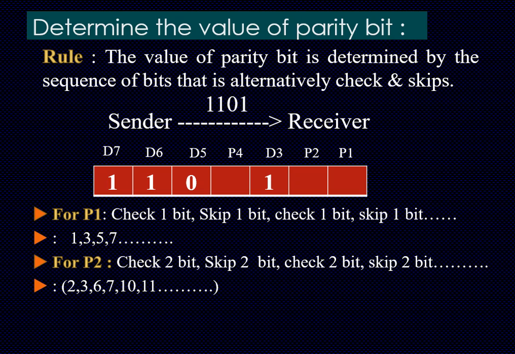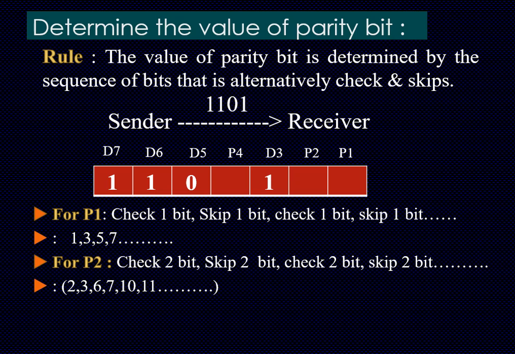So here we check 2 and 3. In between, we skip 2 bits, that is 4 and 5. Again check 2 bits, that is 6 and 7, and skip 2 bits, that is 8 and 9. Then 10 and 11 are checked. Next 12 and 13 are skipped, 14 and 15 are checked, like that. So this is for calculating P2.